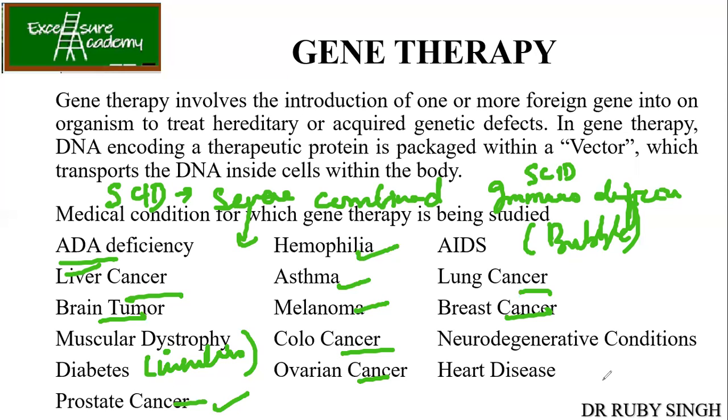Because the problem with cancer is that the moment you find one drug able to treat one particular cancer, after a few generations the cancer becomes resistant to that particular drug. That's why till now we are not able to cure cancer.